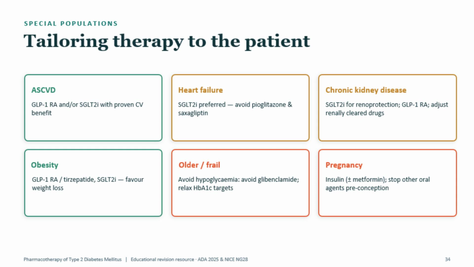Obesity, lean into GLP-1 or tirzepatide. Older and frail, avoid hypos, ditch glibenclamide, and relax that target. Pregnancy, it's insulin, and stop the other oral agents before conception. One patient, one tailored plan.